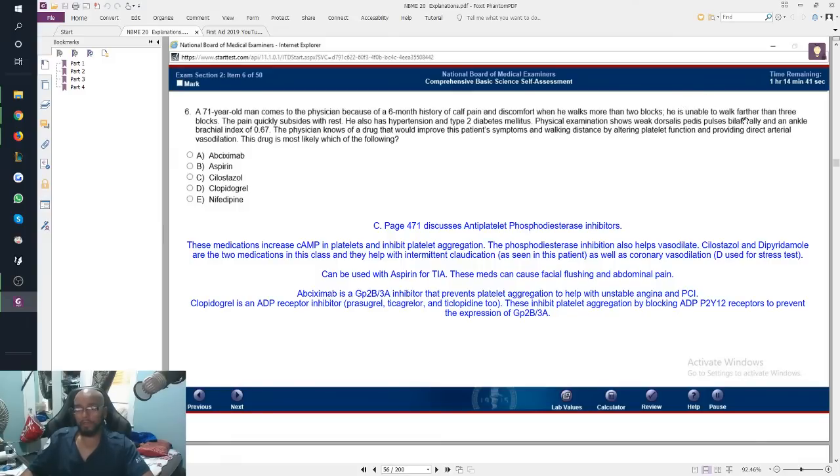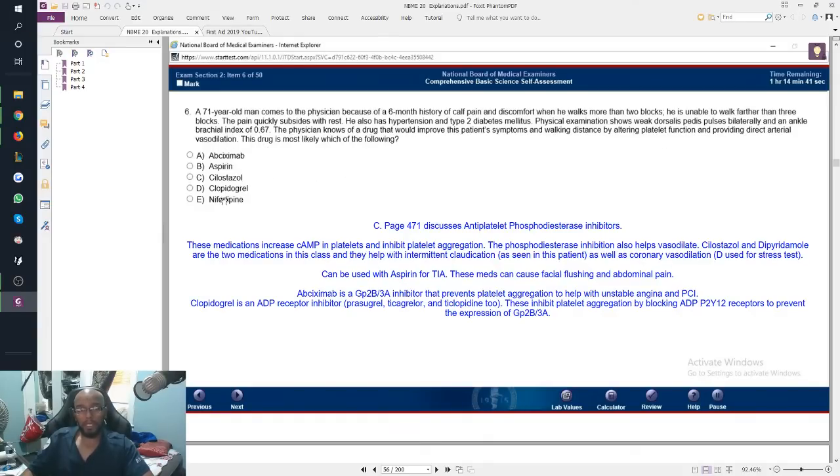He is unable to walk farther than 3 blocks. The pain quickly subsides with rest. He also has hypertension and type 2 diabetes. Physical exam shows weak dorsalis pedis pulses bilaterally and an ankle brachial index of 0.67. The physician knows of a drug that would improve this patient's symptoms and walking distance by altering platelet function and providing direct arterial vasodilation. So now you want to think of a medication that does both things, and they kind of helped you out. This drug is most likely which of the following.